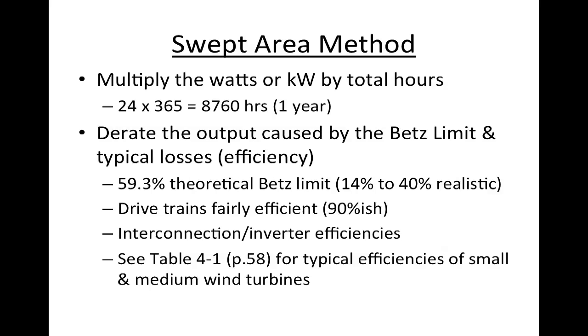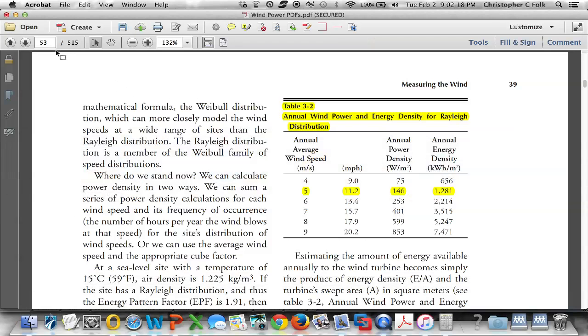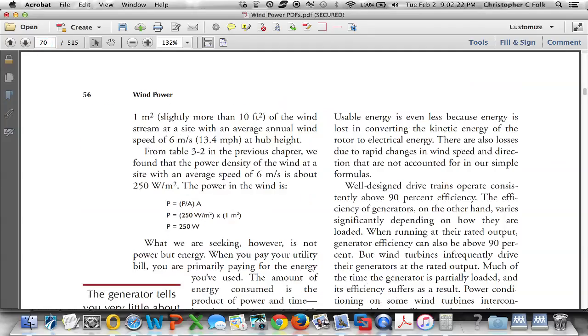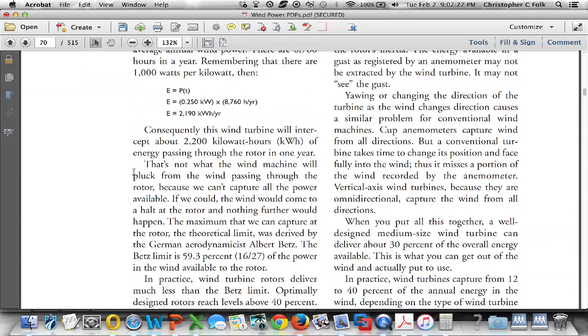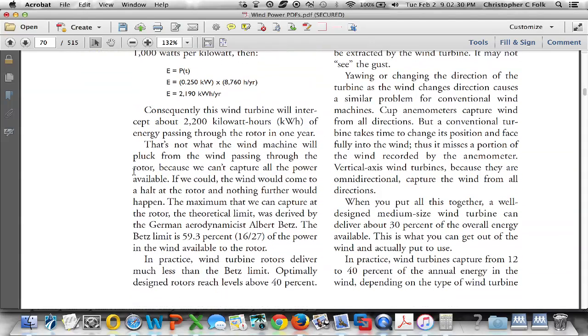Now, we're not going to be able to get all the energy that's in the wind. And this is known because of a thing that's called the Betz limit. And the Betz limit is described on page 56 of your text. Albert Betz was a physicist who figured out that I can't capture all the wind, because if I did, there wouldn't be any wind coming out of the other side of the wind turbine. It would all stop at the rotor, nothing would come out the other side.